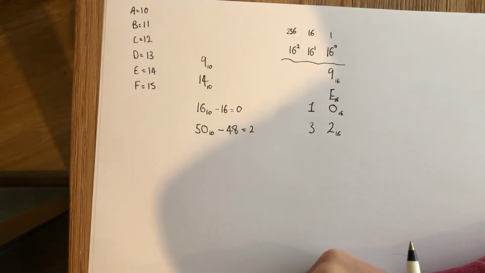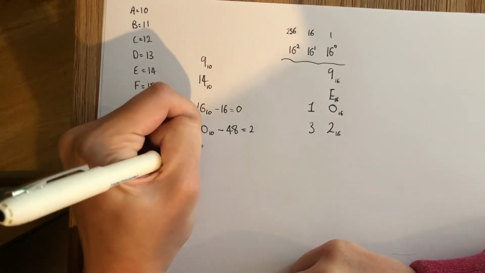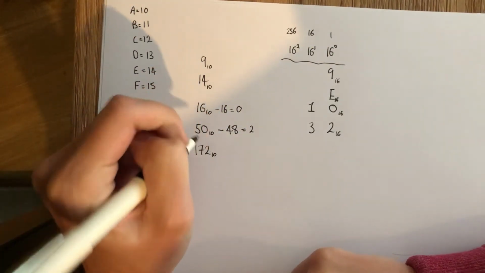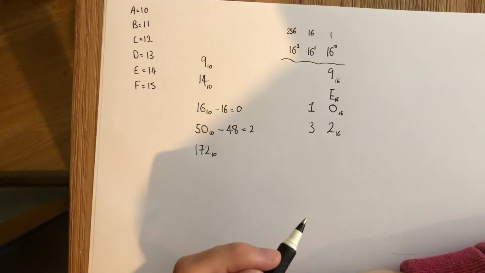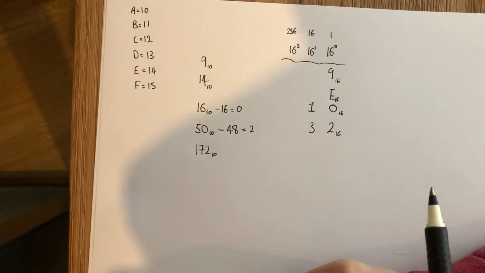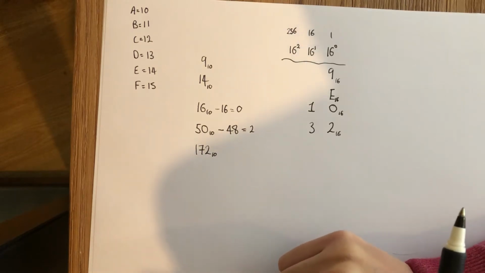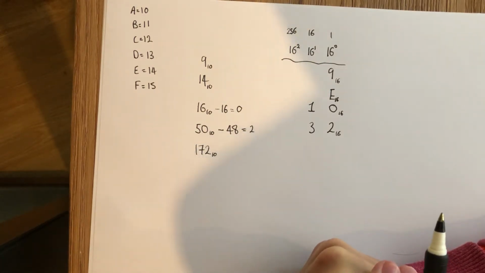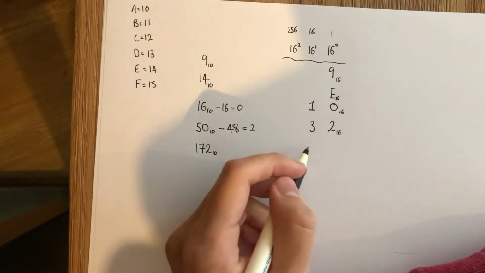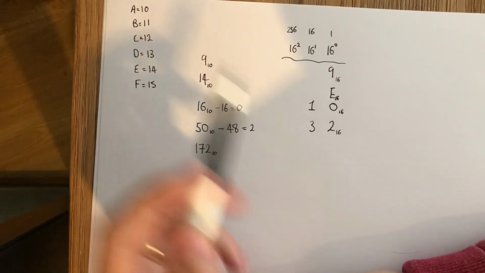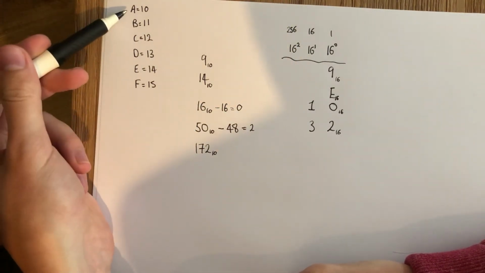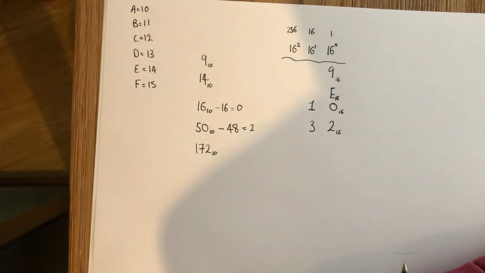Let's do one final one that's a little tricky. How about the number 172? So how many times does 256 fit into 172? No times, so we don't need that place value. How many times, however, does 16 fit into 172 equally? It fits in 10 times. But of course, we can't just write 10 in this column because we've only got space for 1 digit. So this is where we look at our table. And we go, okay, I know that 10 is A in hexadecimal, so I'm just going to write in A there instead.